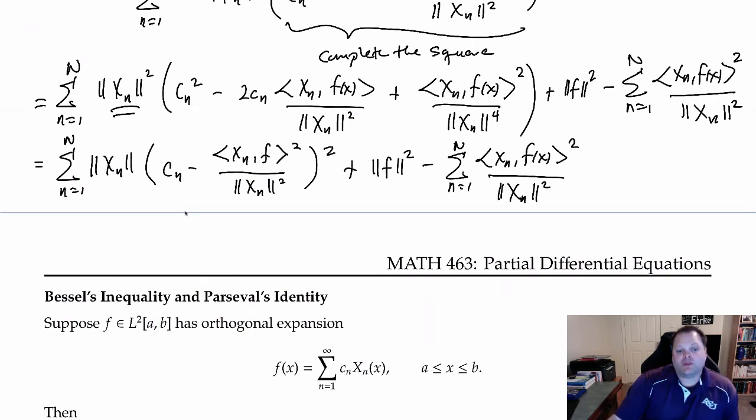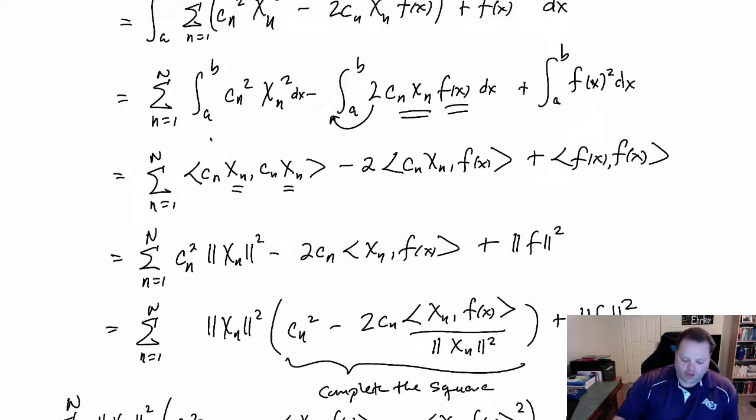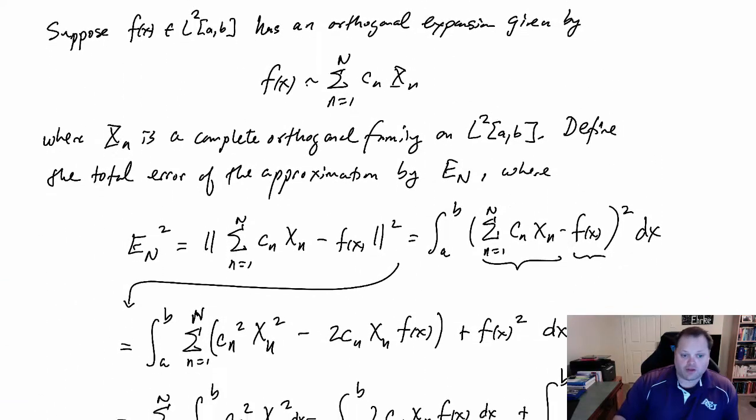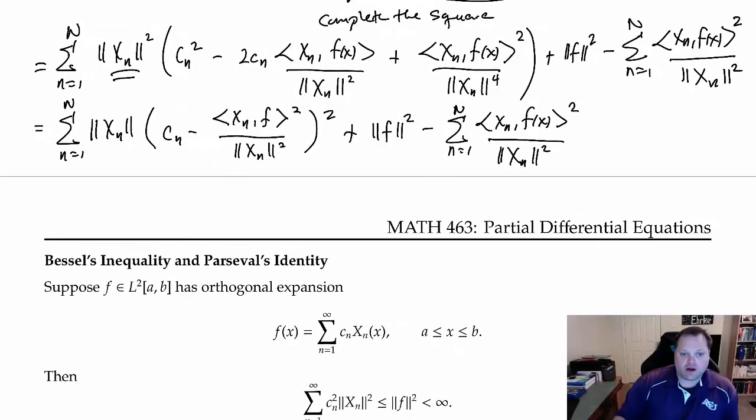So here's the thing. This is the total error. That's what we're looking at here. String of inequalities. We're finding the error squared. When is the error minimized here? What value of the coefficient Cn? Cn only appears right here. What value of Cn will minimize this? Well, if Cn happened to be the same as this, then all of this would go away.